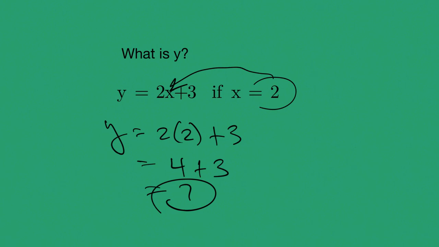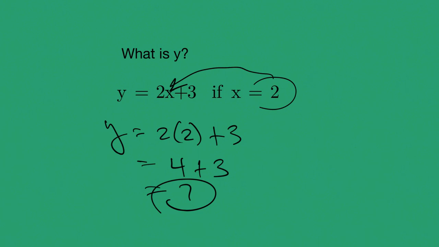x is an input. y is your output. 2 goes in, 7 comes out. It's like an input-output machine. Okay? This is more of a typical look of what we see. We're used to seeing x's and y's. All right? Everybody okay with this? Any questions about what just happened?